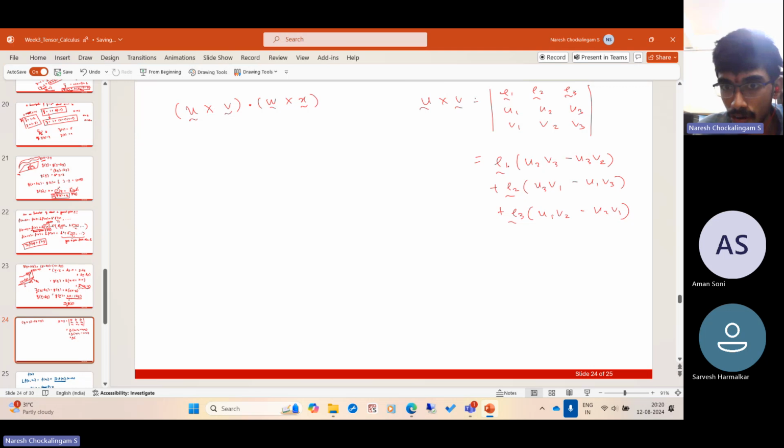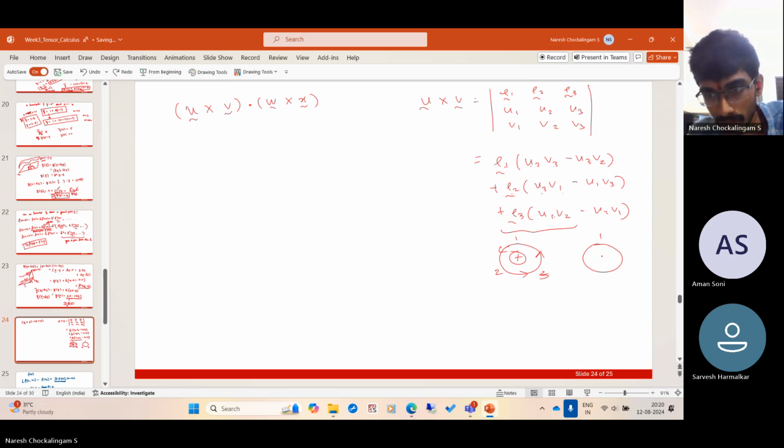So if you look at the order of these terms, E1 first, so you have 1, 2, 3, that is positive, 2, 3, 1 is positive, 3, 1, 2 is positive. These are all counterclockwise, so these are all positive. And when you traverse 1, 2, 3 the other way, these are all negative terms: 1, 3, 2, 2, 1, 3, 3, 2, 1.